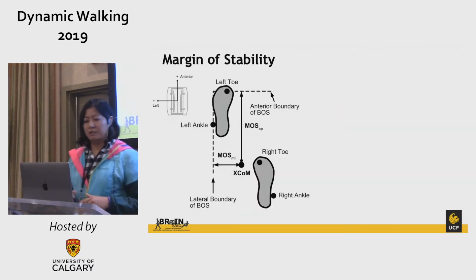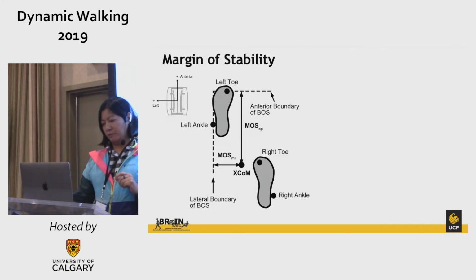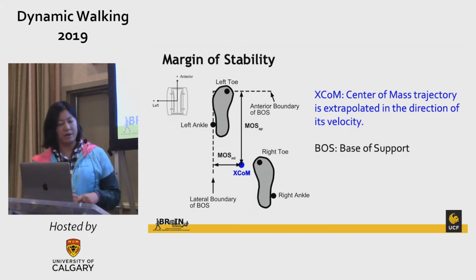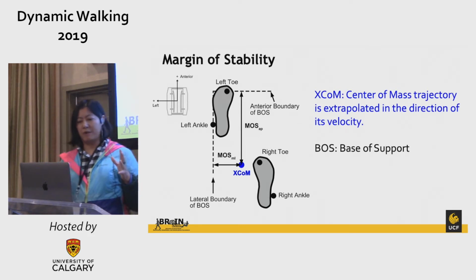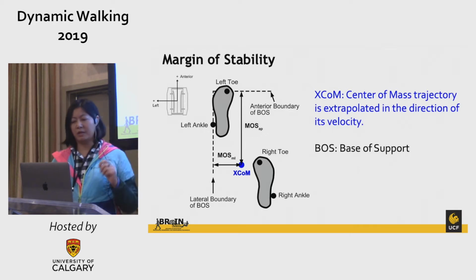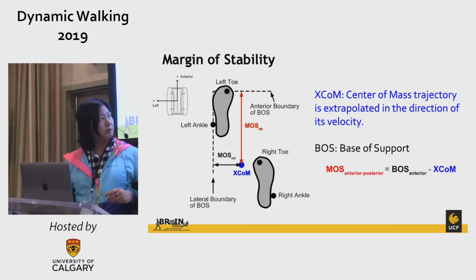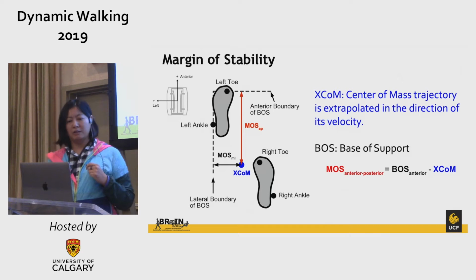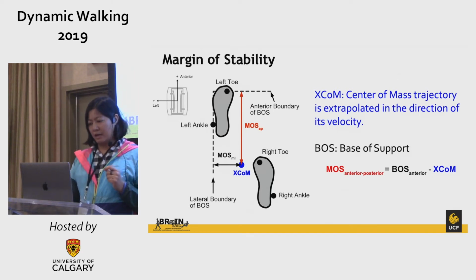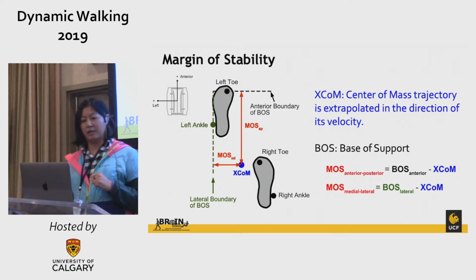So to look at adaptation, we use margin of stability. For margin of stability, we look at the extrapolated center of mass, which is essentially the center of mass trajectory extrapolated in the direction of its velocity. It's shown in blue. And then we define the base of support. Here we're just using markers on the left foot. So the anterior base of support is defined by the left toe marker, and then the lateral base of support is defined by the left ankle marker, and that's in green.